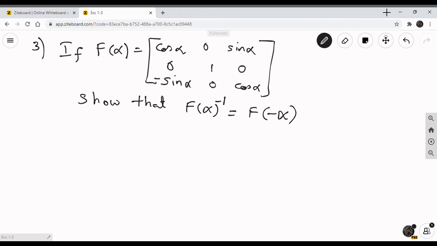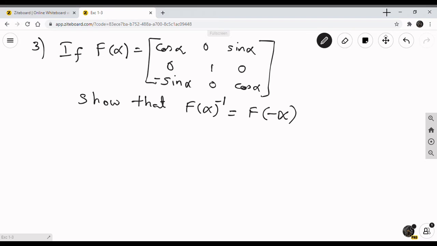Here this f alpha inverse is nothing but like A inverse. If a determinant is mentioned by A, we say A inverse, like that f alpha inverse. So now let's go on to see how it should be solved.